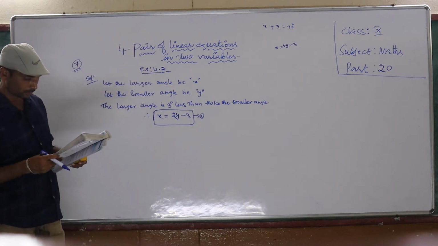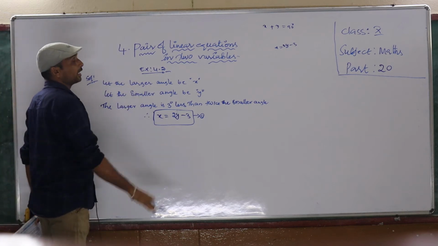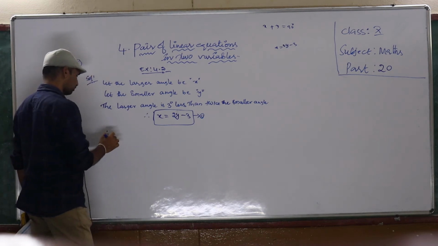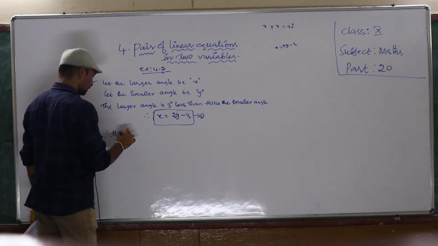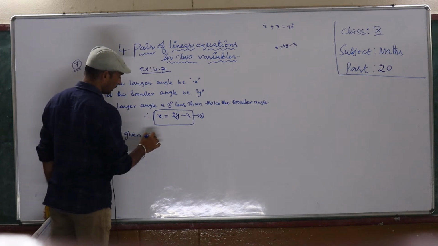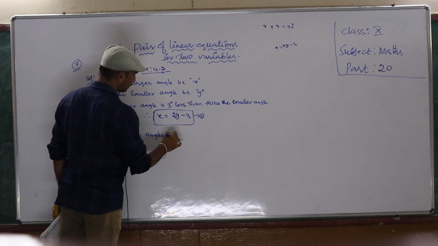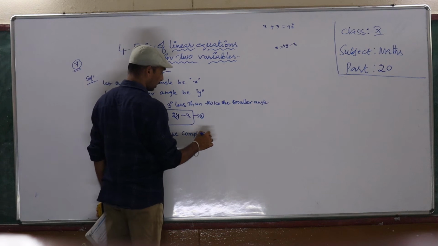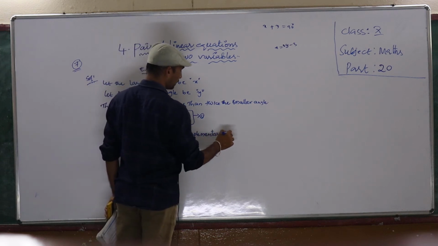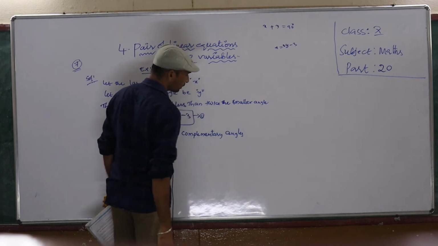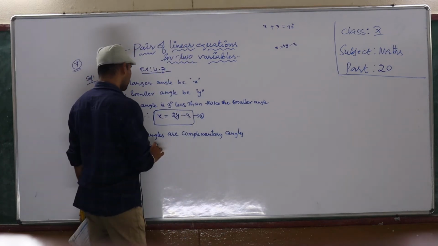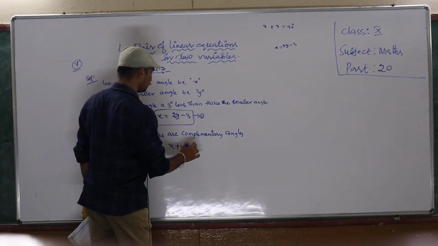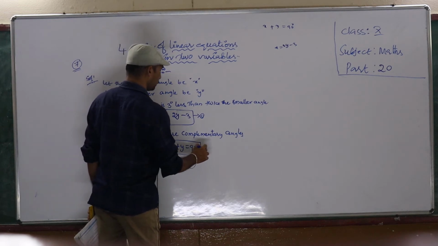Next, the next condition is the given angles are complementary angles. Okay? So according to this, x plus y is equal to 90 degrees. Equation number 2.